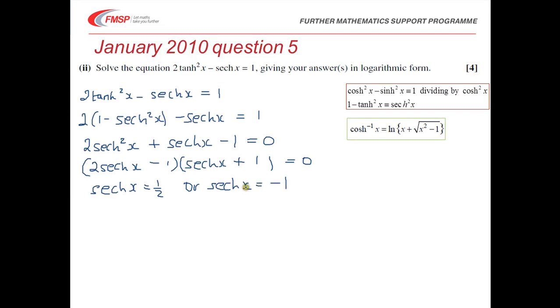Now hopefully we know that sec is 1 over cosh. Cosh is always positive, can't be negative, so that's not defined. So we end up just with this answer. So cosh x is equal to 2, and we need x, so x will be cosh to the minus 1 of 2, and this is where we now use this logarithmic expression for the inverse of cosh. So substituting in 2, we'll get log of 2 plus root 3.